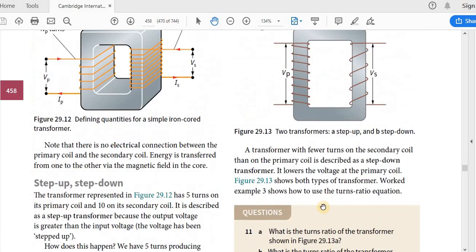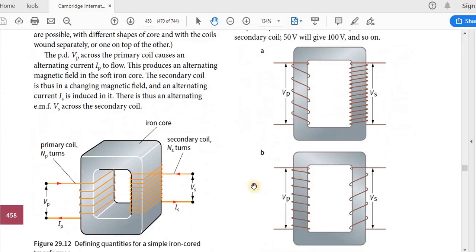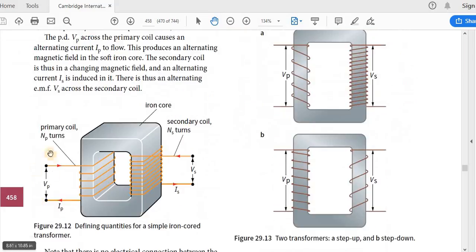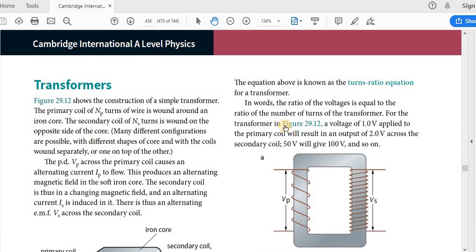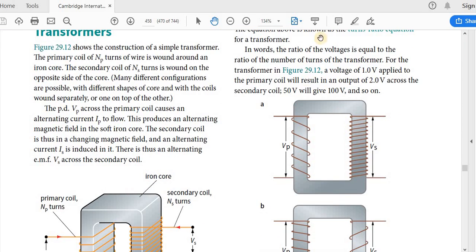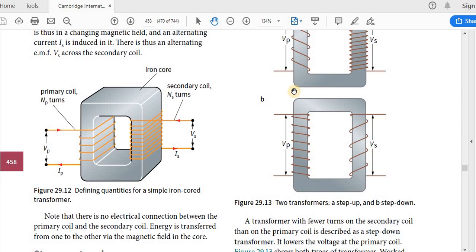Okay, so I already explained all this. So what will happen is the voltage will also double. So imagine here it's 50 volts, then here it will be 100 volts. If it was 1 volt, on the secondary coil it will be 2 volts. So that's what is explained over here.